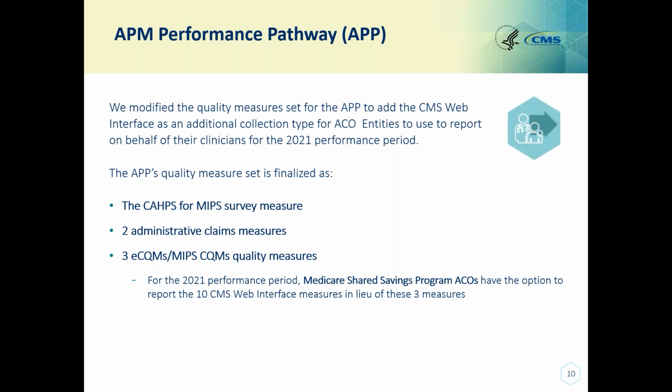We also include 3 eCQMs or MIPS CQM quality measures that would also have to be reported as part of the APP. For 2021, we have finalized an extension of the CMS web interface for Shared Savings Program ACOs only, and they can report on the 10 CMS web interface measures instead of the 3 eCQM measures, but they will still be scored on the CAHPS for MIPS survey as well as the 2 administrative claims measures. Next slide.